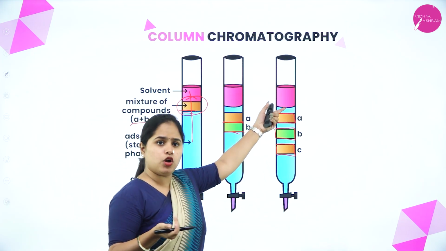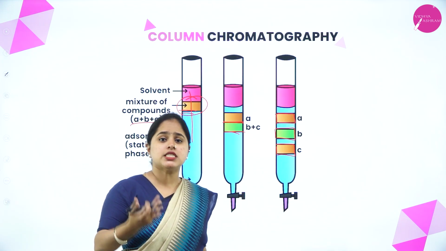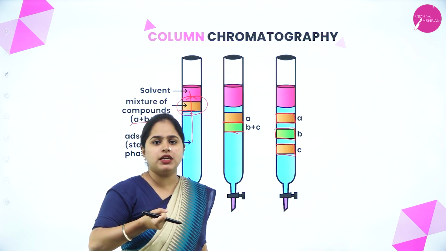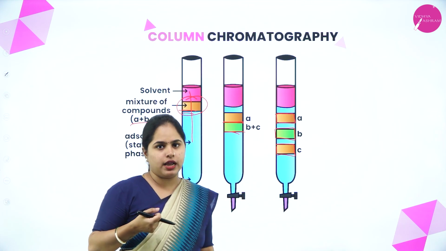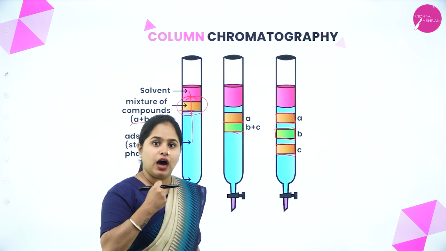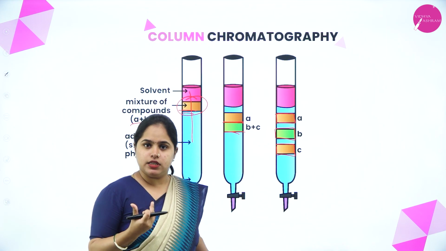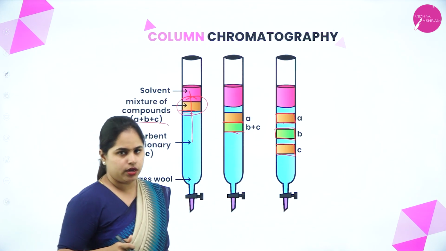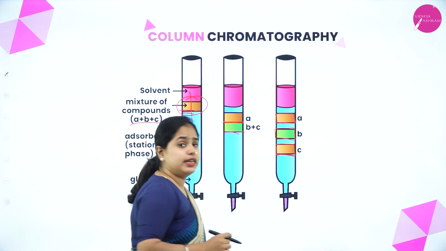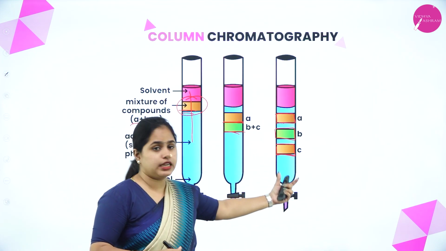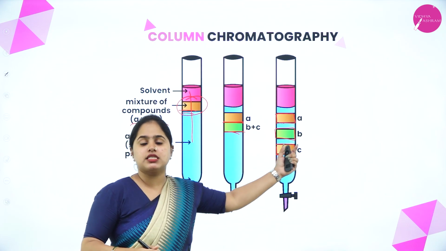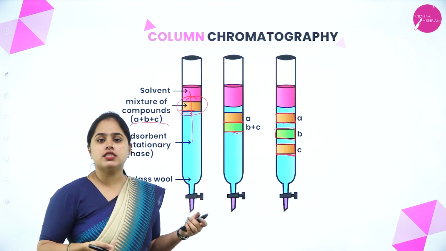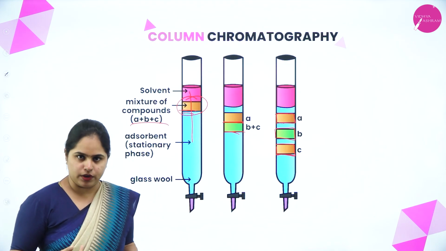So, A is present on the topmost part. That means A is getting the maximum adsorbed. Maximum adsorption means it won't be moving too far, right? It is getting adsorbed there in high. So, the adsorption power is more, which means A will remain here. It won't go further down, right? And C will be the least adsorbed. That is why it has reached till here. So, based on the extent of adsorption, we will be getting different columns. Yes, so this is how column chromatography works, right?